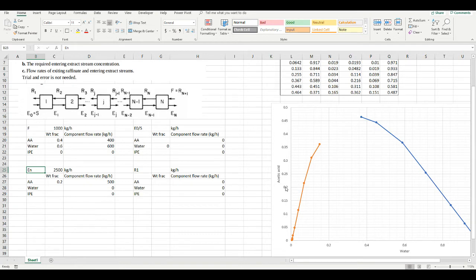So if we look at acetic acid, we can see that the extract stream is going to have a composition around here. Now if we look closely, it looks like this is about 6% water. So let's go ahead and write that. And this means that obviously IPE is just going to be equal to 1 minus the other compositions. So now we have the composition of the exiting extract stream.